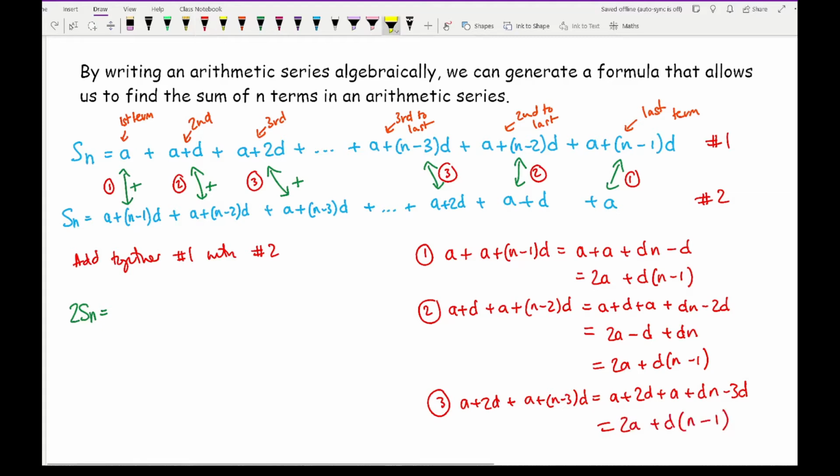Now, one thing you should be able to spot is that with every addition of every single one of these terms, I'm going to get 2a plus dn minus 1. So if I add those together, how many of those am I going to end up with? Well, I'm going to end up with n number of those. So it's going to be n number of 2a plus n minus 1 d.